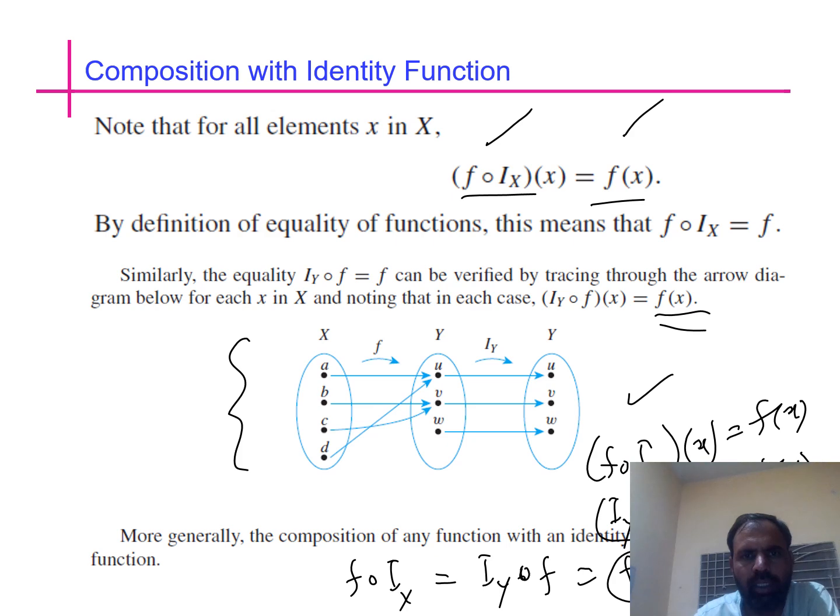Similarly, the equality I_Y circle f is equal to f can be verified by tracing through the arrow diagram. So from X to Y and Y to Y, here is the identity function of Y. It means u becomes u, v becomes v, w becomes w.